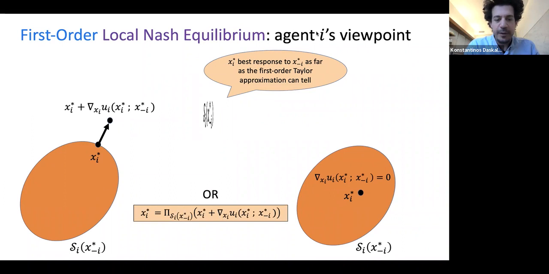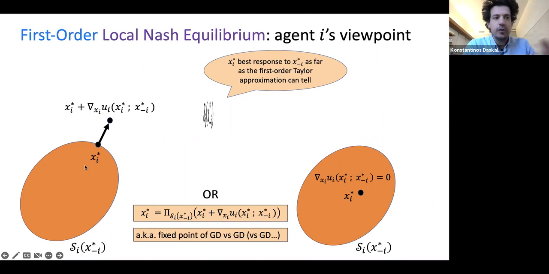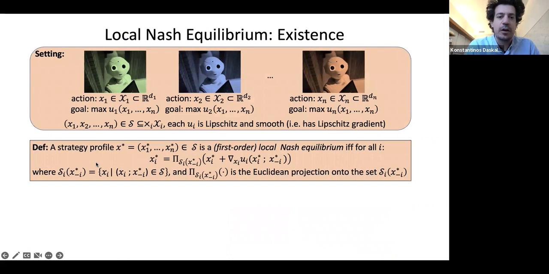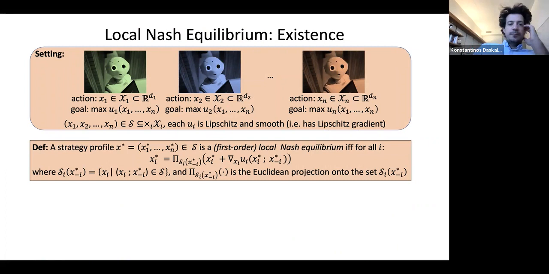I can summarize these two scenarios in this way: start where you are, do a gradient step, project to the constraints. If you land where you started, there's nothing you can do as far as first order Taylor is concerned. So first order local Nash is effectively a fixed point of gradient descent against gradient descent, which is the fixed point of the dynamics that practitioners are running in things like GANs. It's the first attempt at coming up with a local notion of solution for games in this setting, and I compactly wrote it as this. Does it make sense? A strategy for every player so that no player can improve if they do a gradient step.